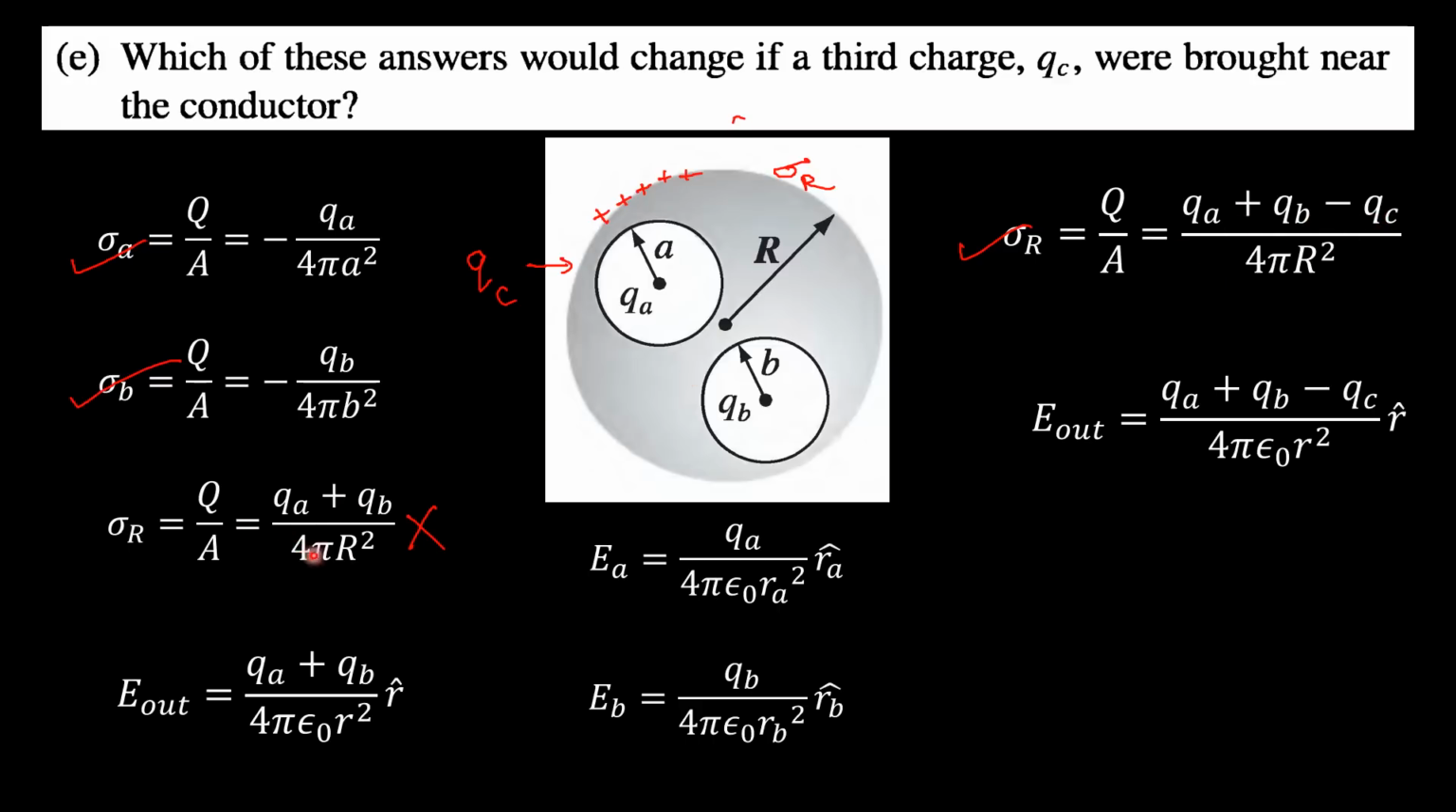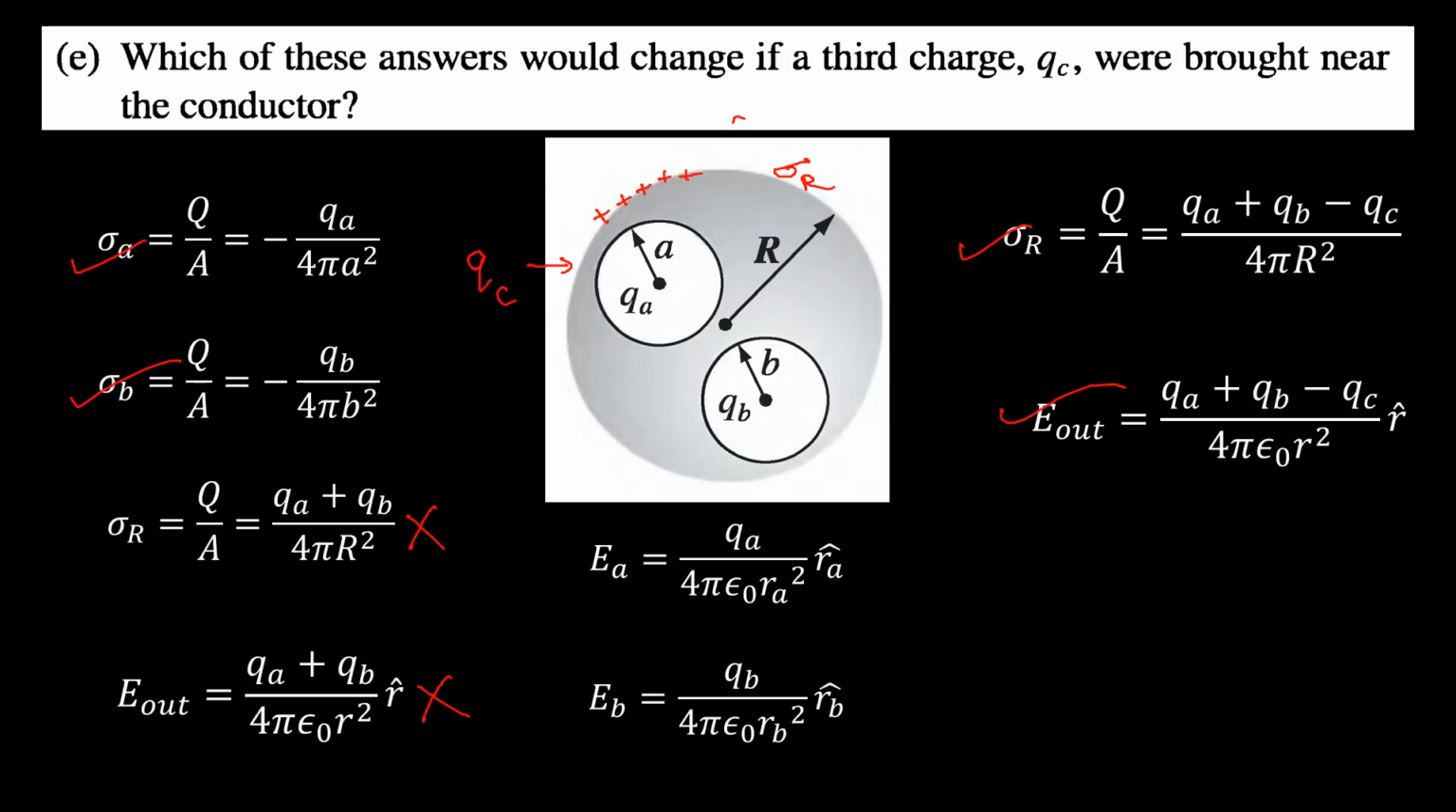So part a is affected. In part b, we have seen the electric field outside the sphere. This also will get affected, because if we introduce Qc, this will become Qa plus Qb minus Qc. This is correct and the earlier one is wrong. So that is about part b.